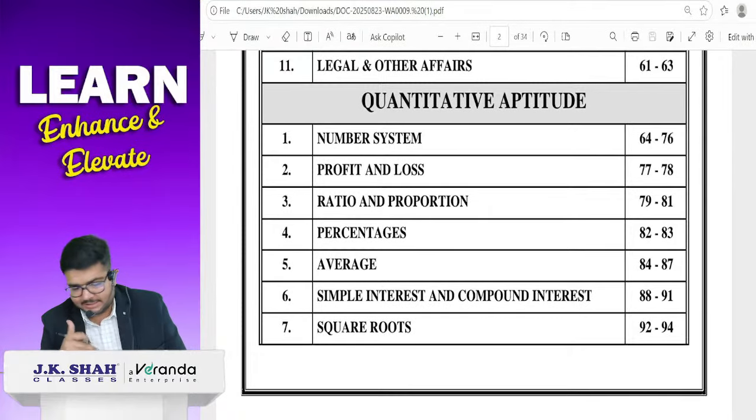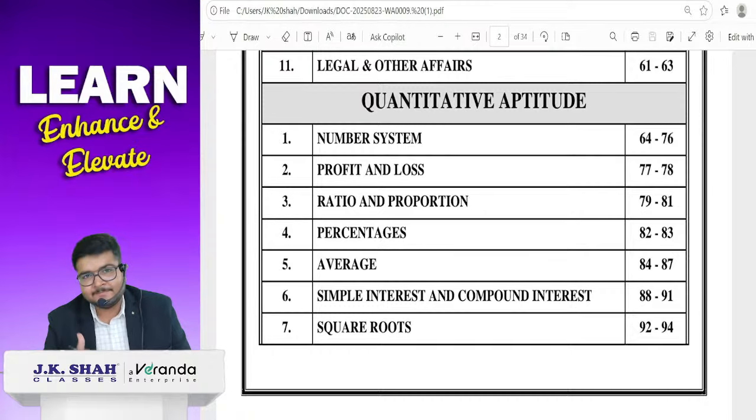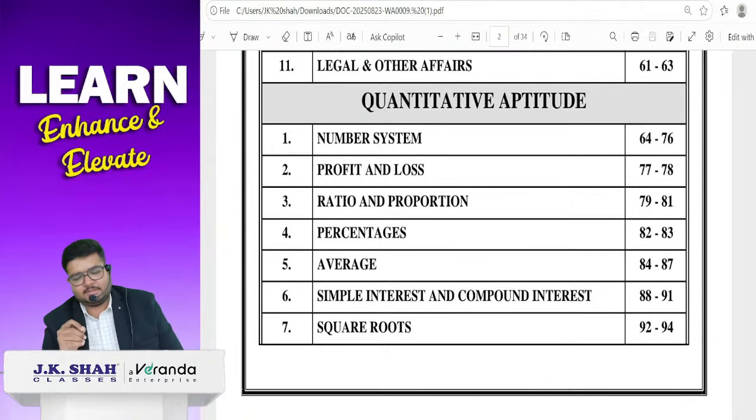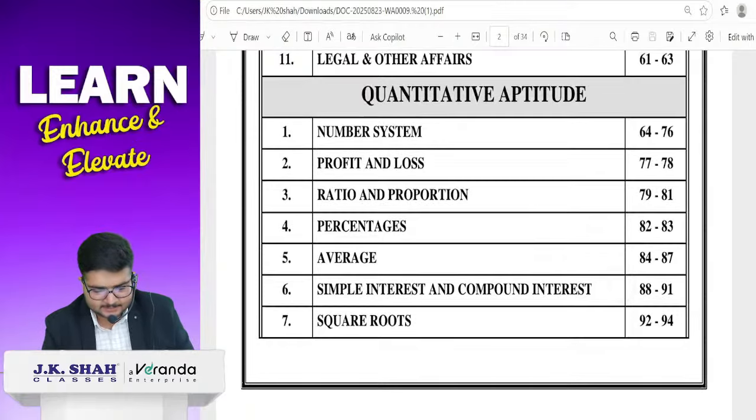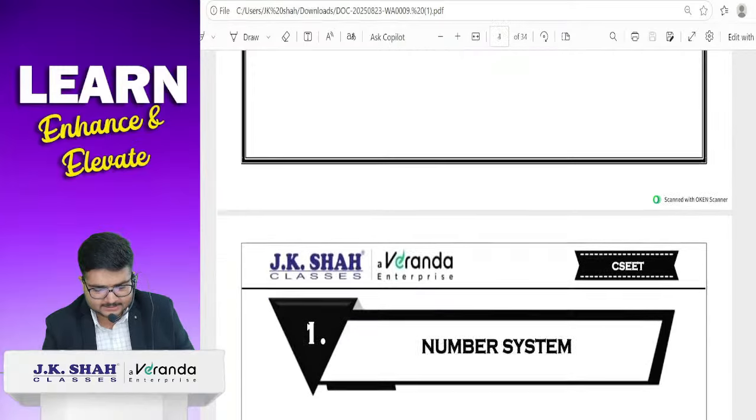I am going to teach you all the chapters in this revision session. We are going to do each and every sum, we are going to solve each and every question of this subject, and I am going to explain you all the concepts of these 7 chapters, right? So without wasting any more seconds, we are starting with the first chapter, that is called number system, right? Everybody ready? Let us start with the first chapter, that is number system.